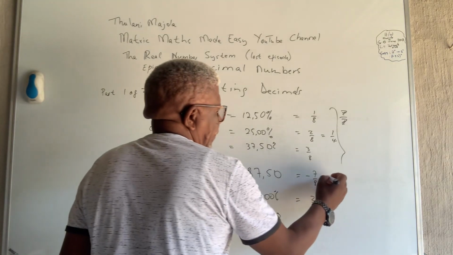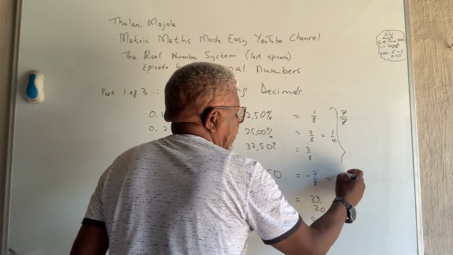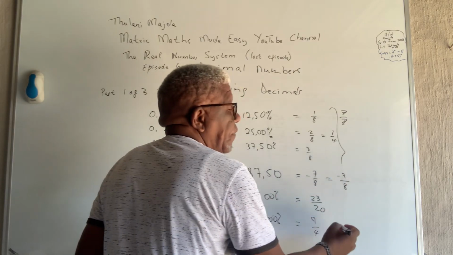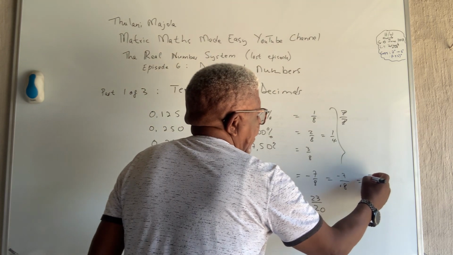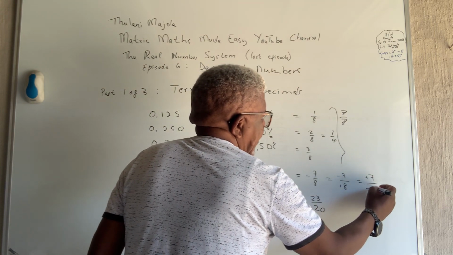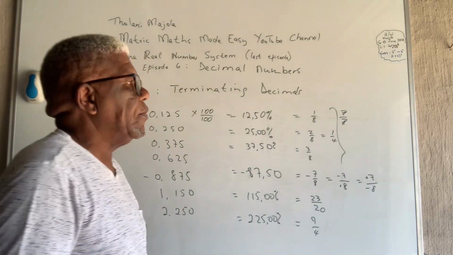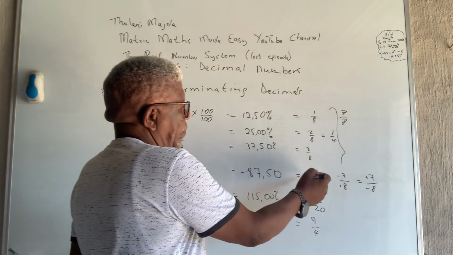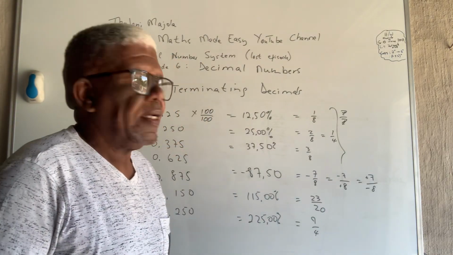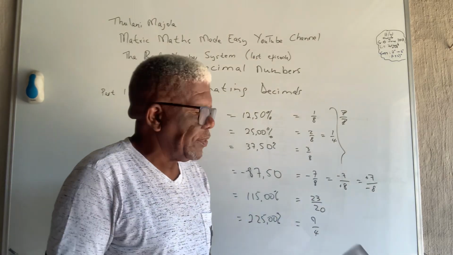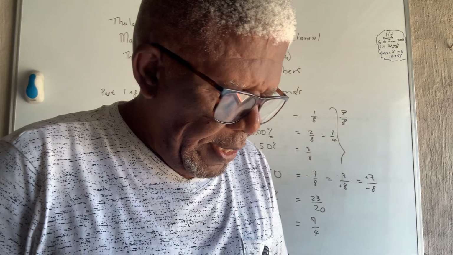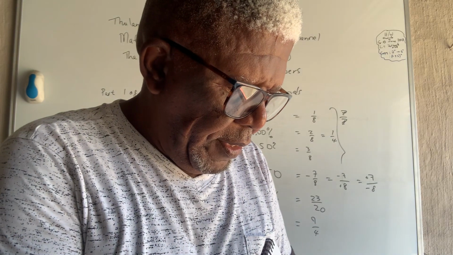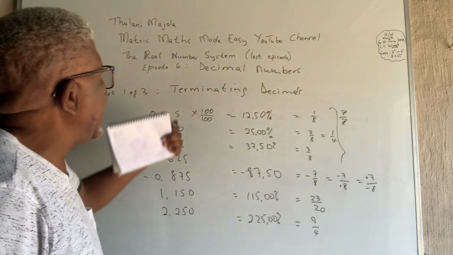This also, if I go to 87.5, the negative, this can be negative 7 over positive 8, or it can be positive 7 over negative 8. It doesn't matter how you write it. I always prefer to put the negative in the middle, because when you divide a negative by a positive, you always get a negative. Or when you divide a positive by a negative, you get a negative. So this is terminating decimals.